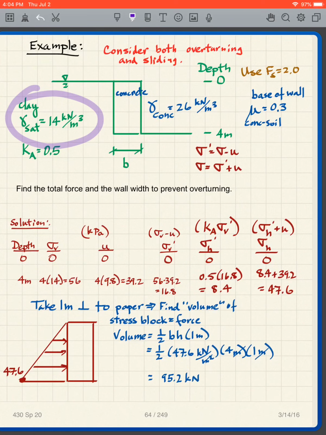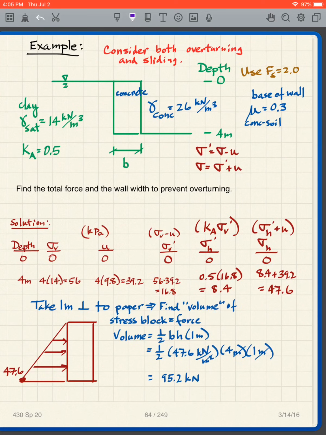I have saturated clay. I have my water table at the ground surface. So at 4 meters, I'm 4 times 14, 56. There's my 14 for my gamma saturated. My pore pressure, it's below the water table, so 4 times 9.8, there's my point of interest. You can say, okay, drawing my piezometer. Piezometer goes there. So I get 4 times 9.8, 39.2. Sigma v minus u gives me 16.8.